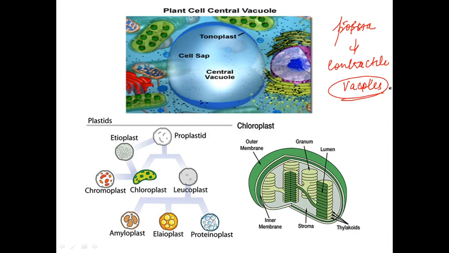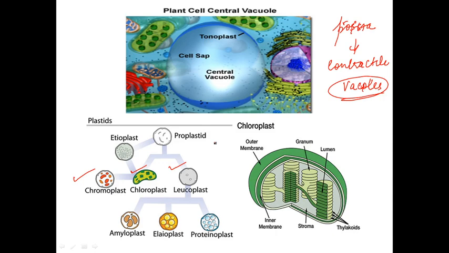It is divided into chromoplast, chloroplast and leucoplast. Chromoplast, which gives the color. So chromoplasts store the carotenoid pigment. They're responsible for red, orange, yellow color of carrot, tomatoes and daffodils.